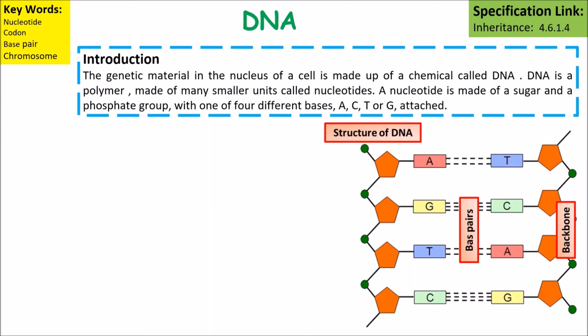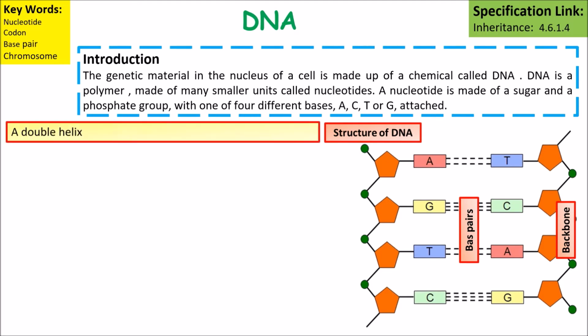So the genetic material in a nucleus is made of a chemical called DNA. DNA is a polymer. This is made up of smaller units, or monomers, called nucleotides. A nucleotide is made of a sugar, a phosphate group and 4 different bases. So DNA is a double helix.